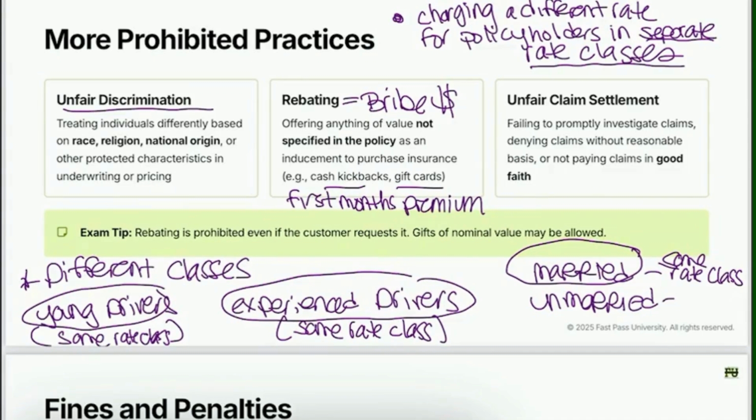It is not allowed. Now, rebating is prohibited even if the consumer requests it. Gifts of a nominal value may be allowed. So you can offer small incentives, and generally more for getting them to come over and get a quote, not to purchase a policy.